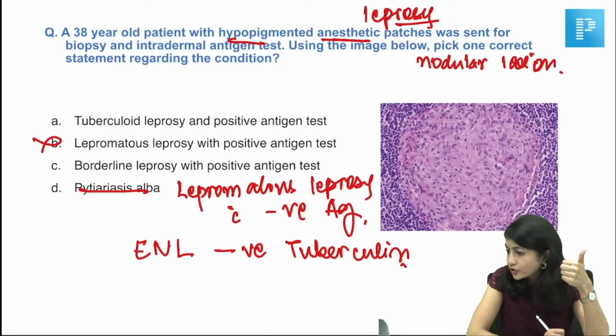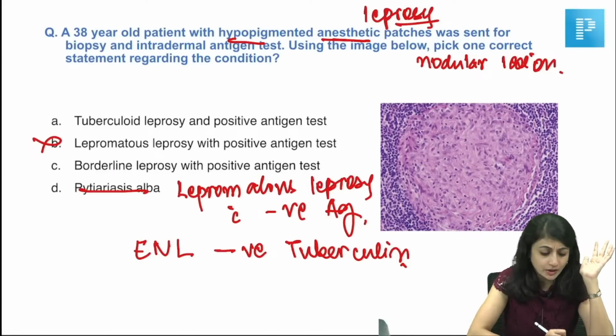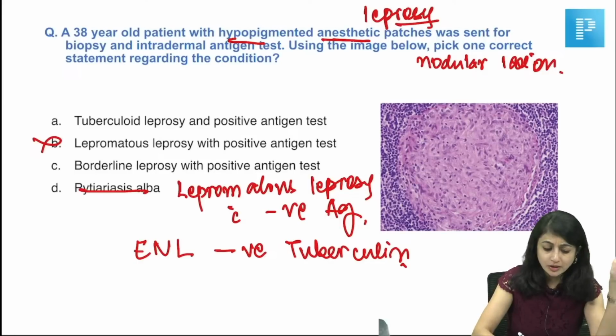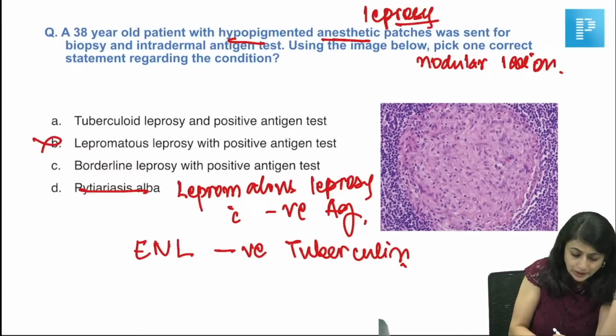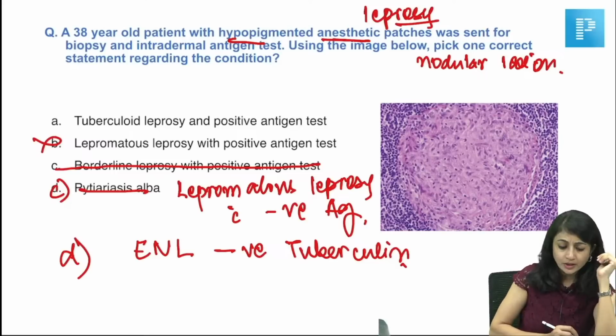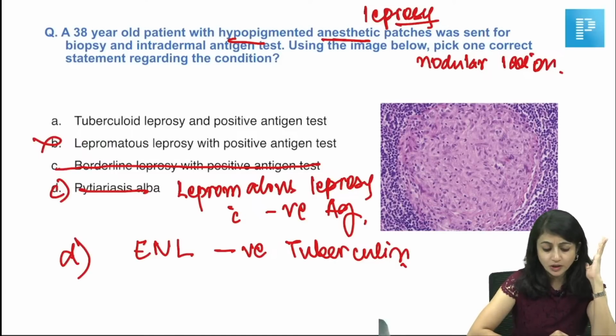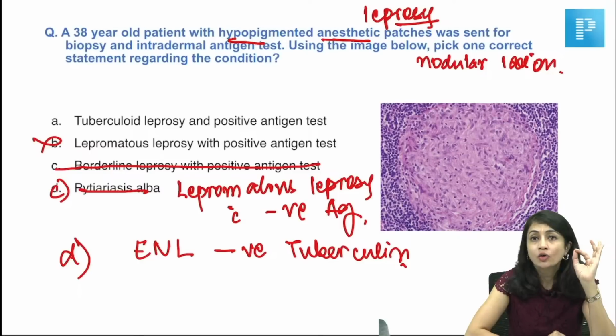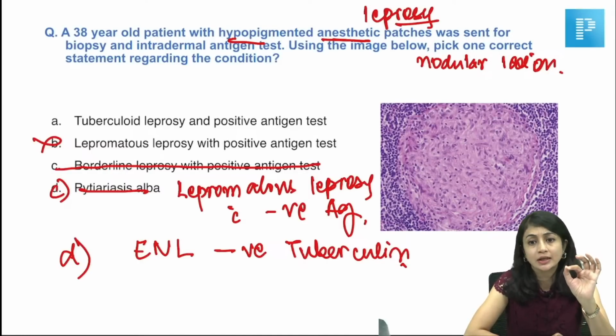So, two options for lepromatous leprosy with positive antigen and negative antigen, and one option for tuberculoid leprosy with positive antigen. So this one is incorrect. Now, the fourth option was probably, so there was no borderline leprosy, I hope. So, I will cut this option. So probably the four options were this, right? Out of this we have to figure out whether it was A, C and D. To figure that out, we have to know either the exact clinical feature or the exact histopath feature.